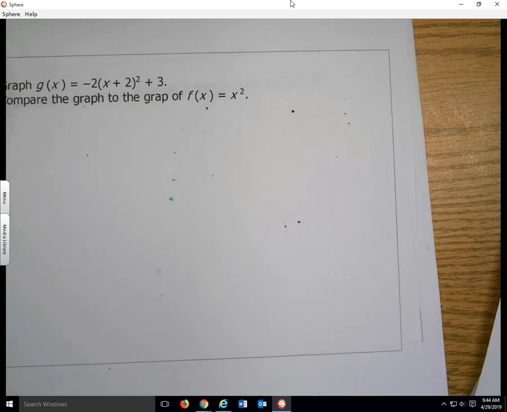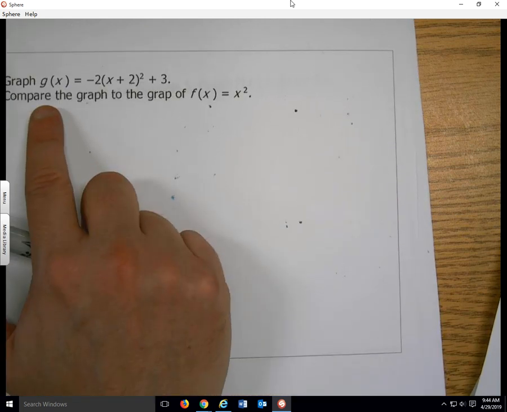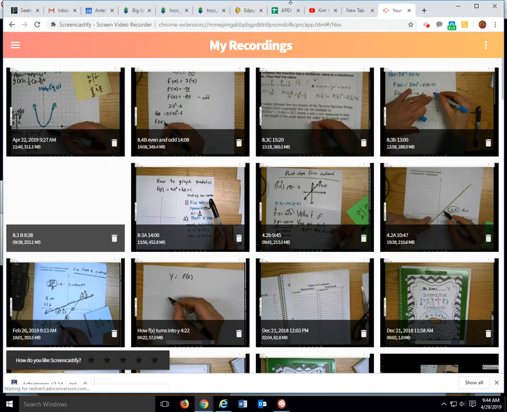One last thing I want to show you, and that's when you have this graph, something like this, g of x is to graph this one. Oops, we're running out of time.